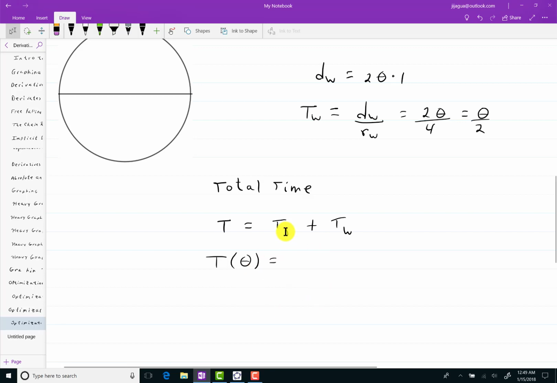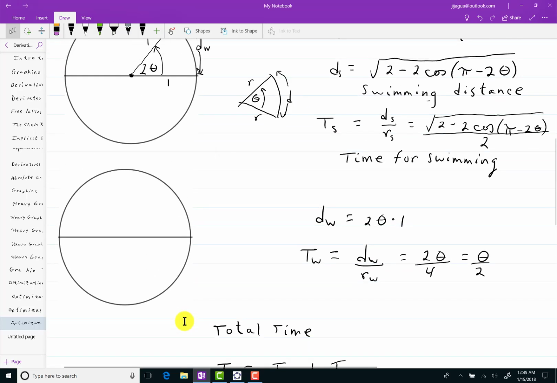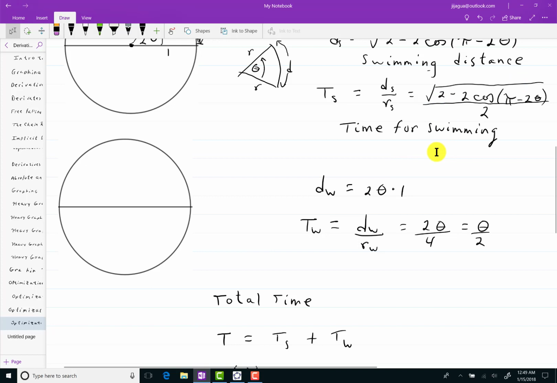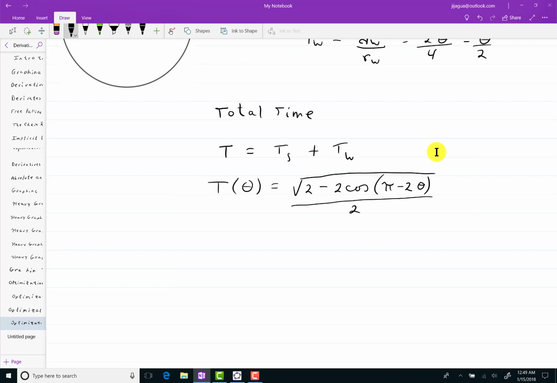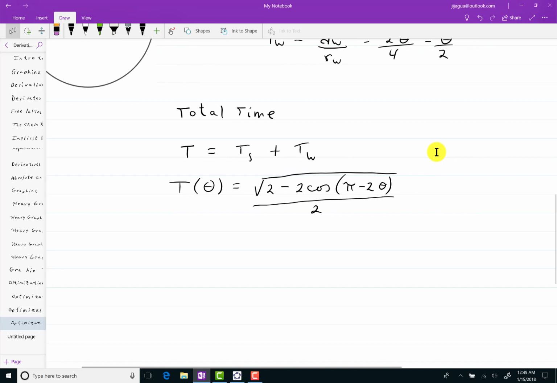The t sub s, let me go back and grab that. That was all this stuff. The square root of 2 minus 2 cosine of pi minus 2 theta, all over 2, plus theta over 2.